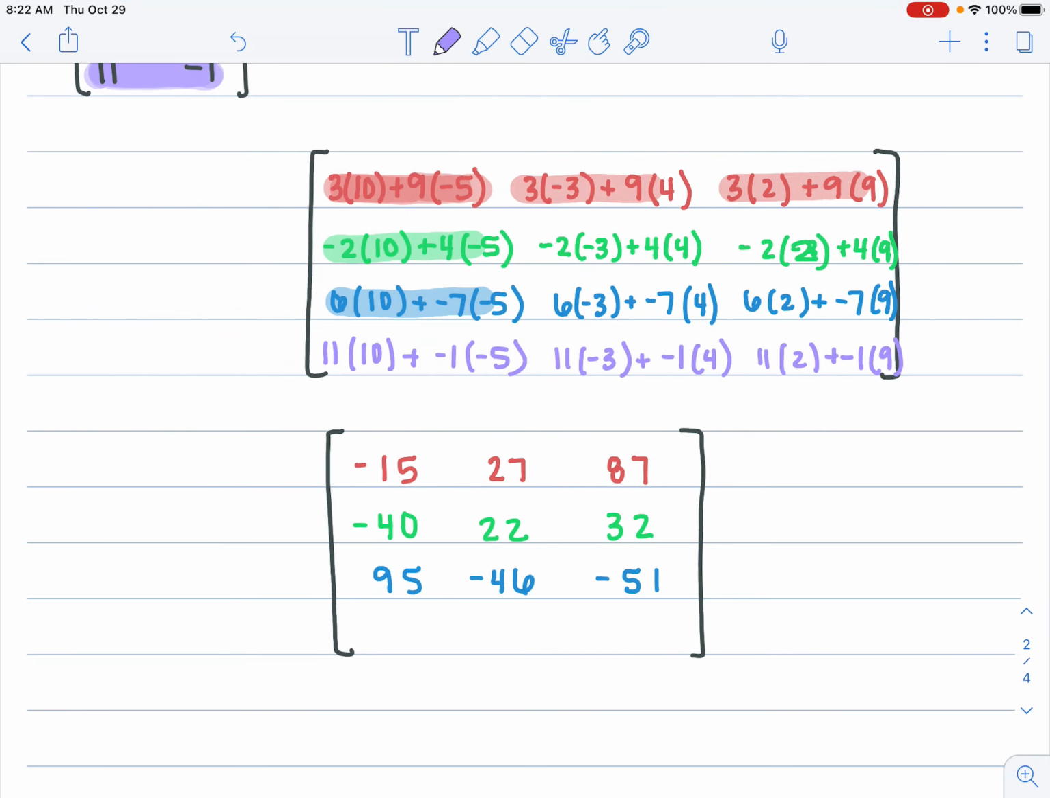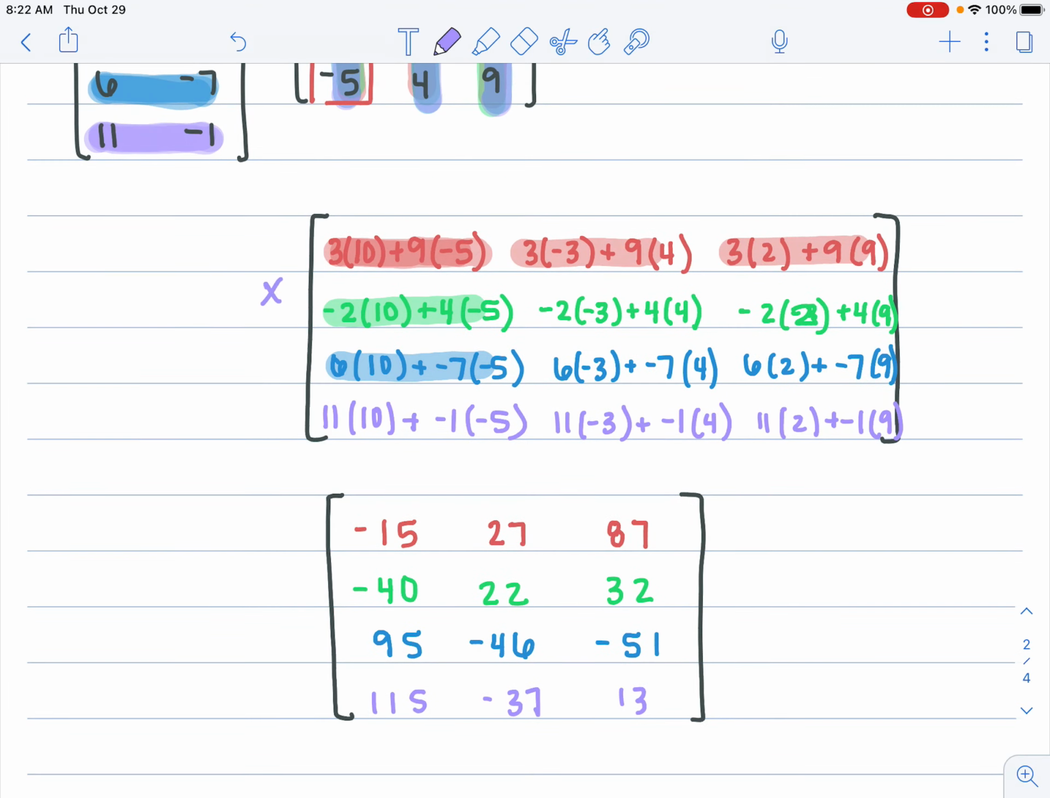And our final row here, 11 times 10 plus negative 1 times negative 5 is 115. 11 times negative 3 plus negative 1 times 4 is negative 37. And 11 times 2 plus negative 1 times 9 would give you 13. And that would be my final 4x3 matrix.